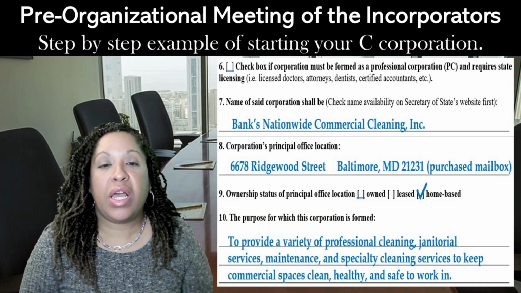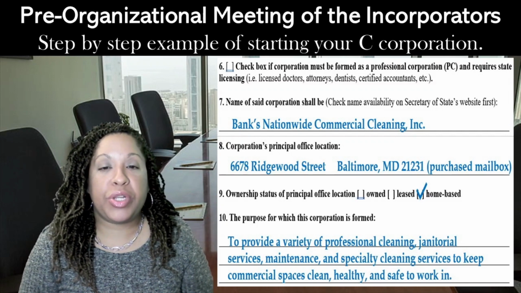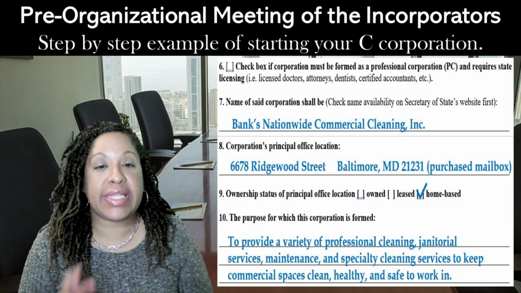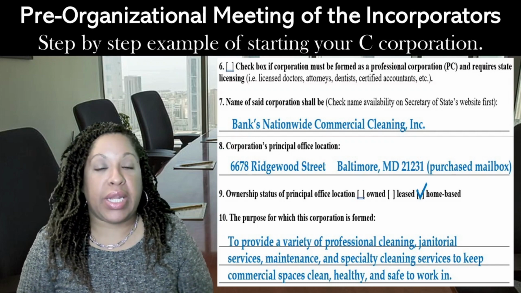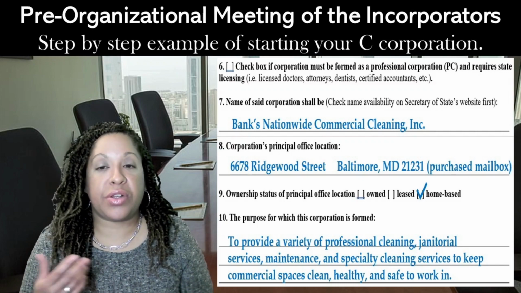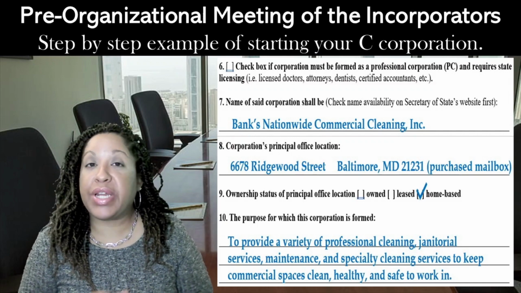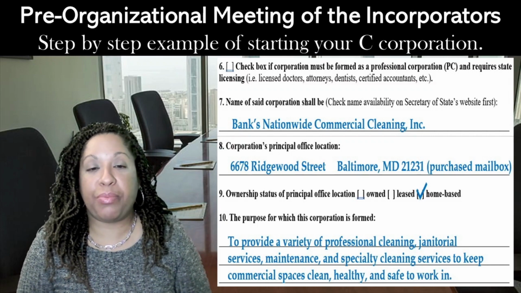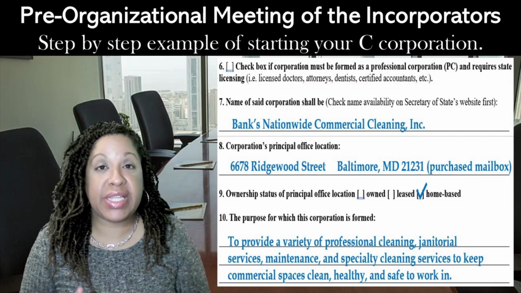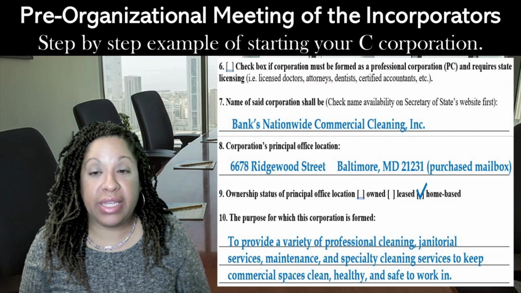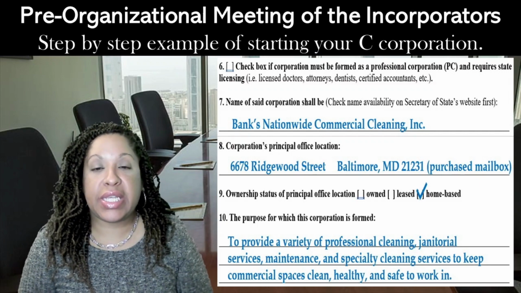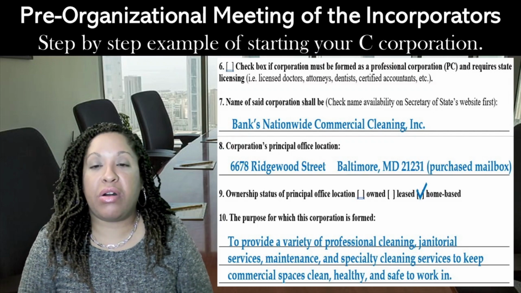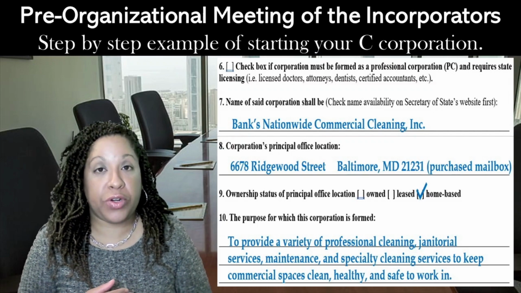All right, number 6. Check this box if the corporation must be formed as a professional corporation and requires state licensing. For example, a licensed doctor, attorney, dentist, certified accountant, etc. We will not check this box. Number 7, name of said corporation shall be: they will name this business Banks National Commercial Cleaning, Inc. In parentheses, it says name availability. Check name availability on Secretary of State's website first.